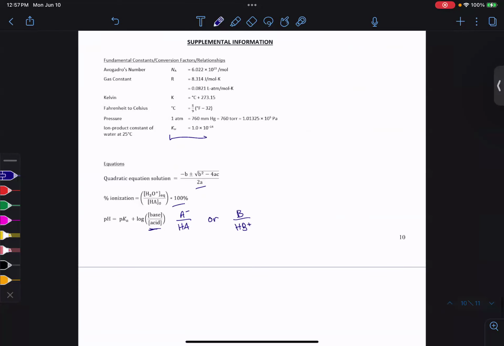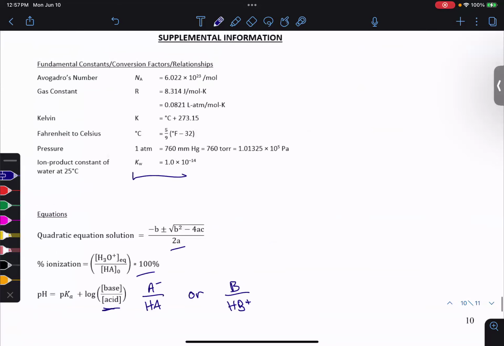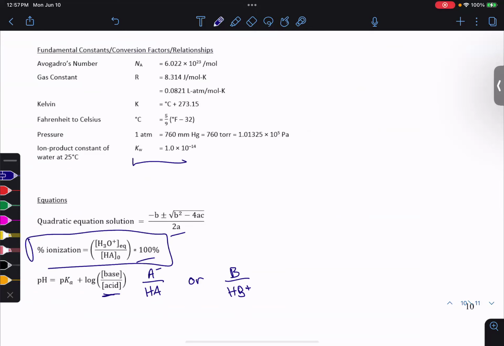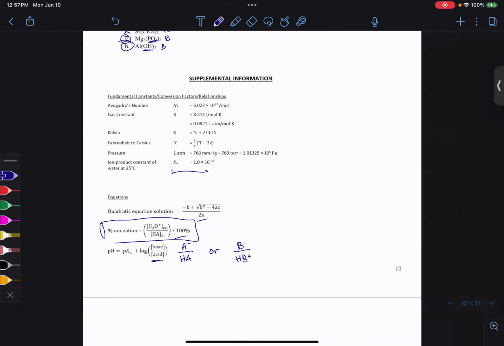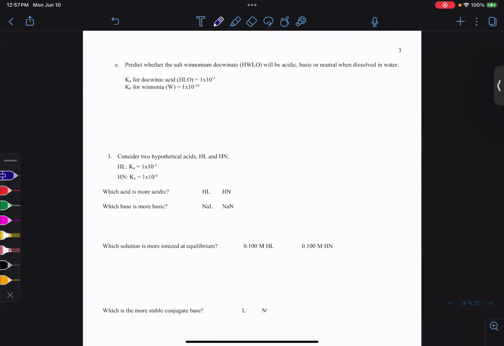So there's very little, again, equations on the supplemental information. So let's go back to chapter 16 and finish those up, because the one that we didn't use yet is percent ionization. So I want us to look at that real quick.